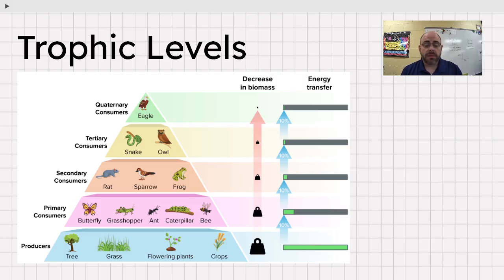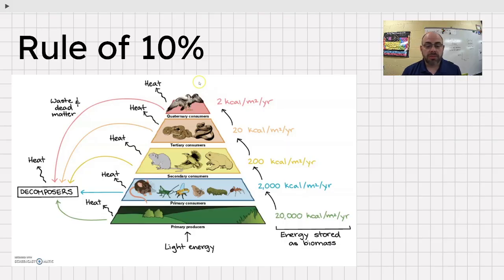Now, we talked a little bit about this last time, the idea about the energy transfer, and there's less energy as you get to the top. Well, it's actually a very calculable thing. It's typically that only 10% of energy is transferred from one trophic level to the next, meaning the opposite of that is that each trophic level uses around 90% of the energy that it receives to do life, for waste, and then some of it is lost as heat, which we're going to talk about in a moment. This is called the rule of 10%, and you can see it here.